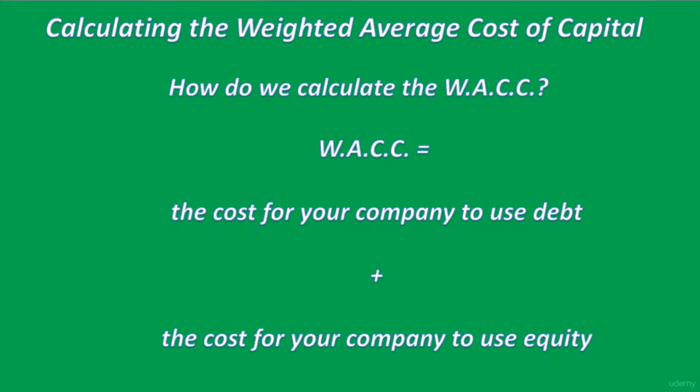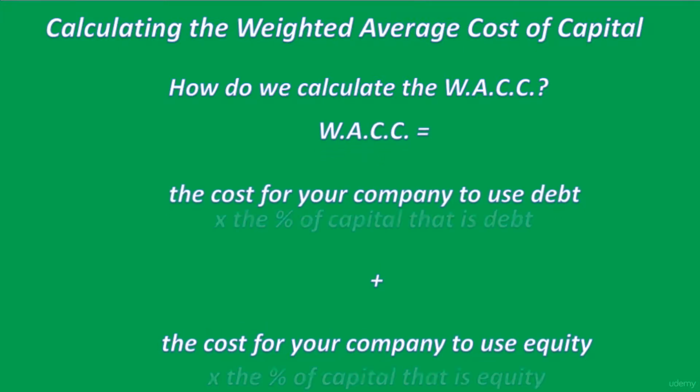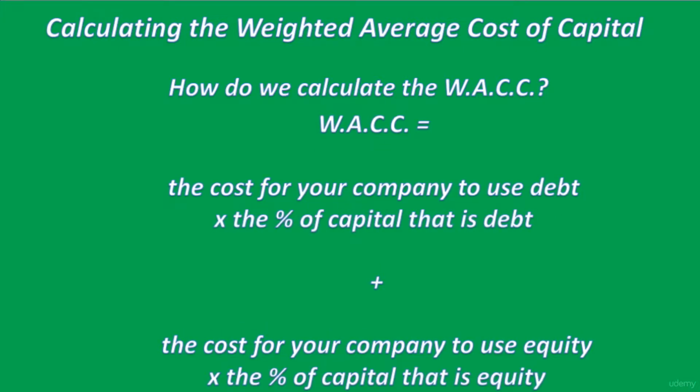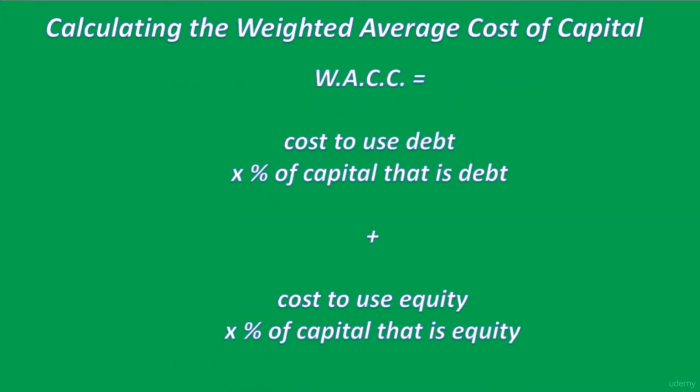So how do we calculate the WACC? Well, the weighted average cost of capital, or the WACC, equals the cost for your company to use debt plus the cost for your company to use equity. What? Don't worry, we'll go in more detail on this in a second. All right, so you take the cost for your company to use debt, and then you multiply it by the percent of capital that you're going to use that's debt, okay? So your capital is either debt or equity. Stay with me here.